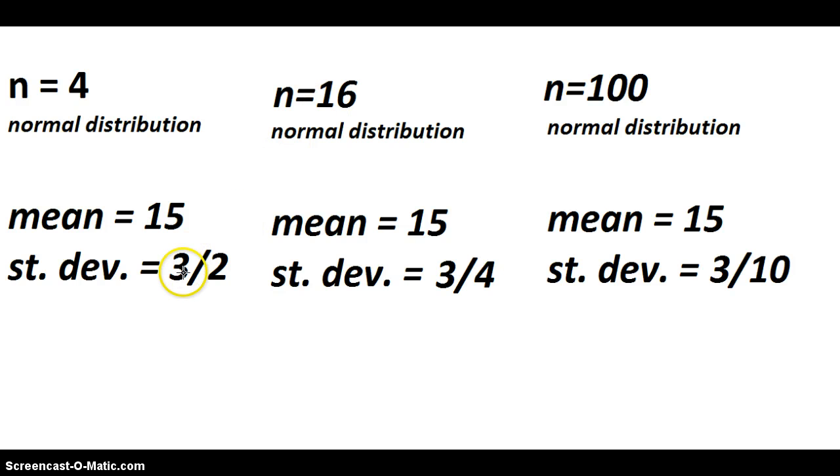So it's 3, because that was the standard deviation of the x values, divided by the square root of whatever n is. So 3 over 2, because 2 is the square root of 4. This distribution will be 3 over 4, because 4 is the square root of 16. And then our smallest standard deviation will be 3 over 10, because 10 is the square root of 100.